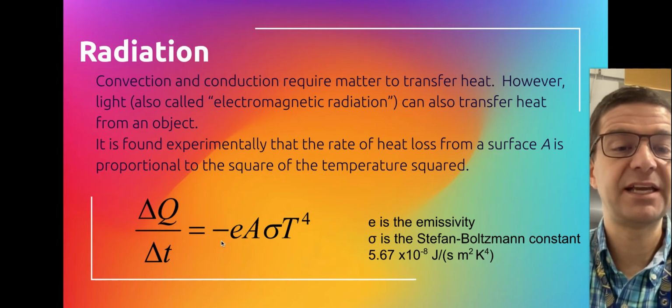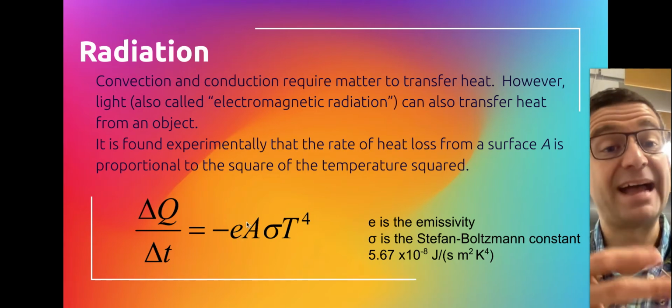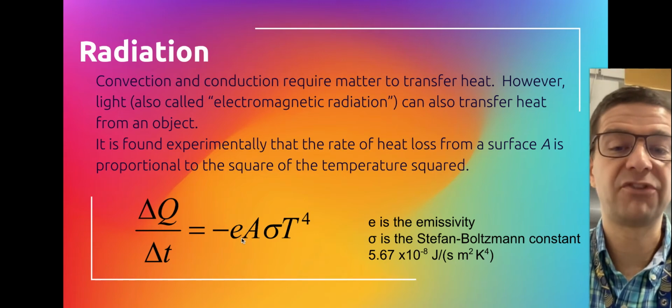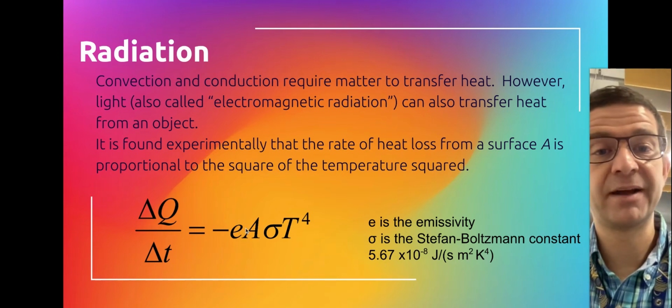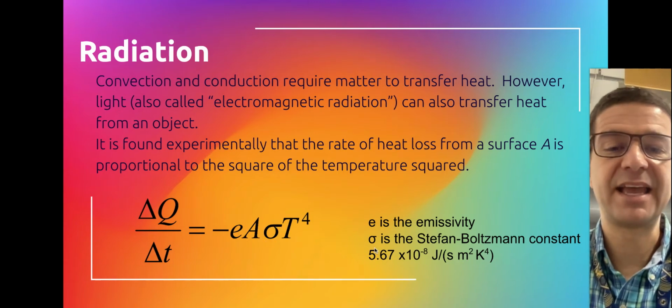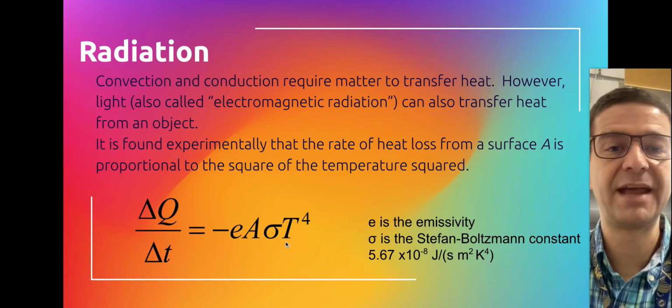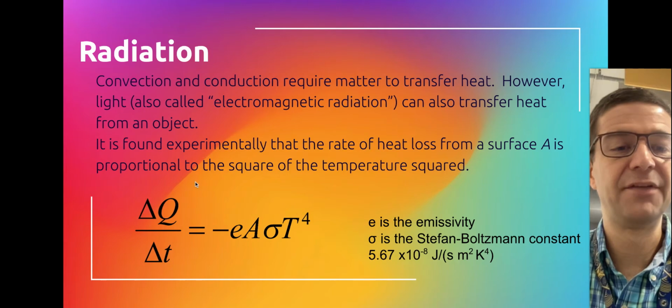The proportionality here is similar in some ways. So we have e, a constant of proportionality that's known as the emissivity. It's a property of that surface. A, of course, is the surface area. And then the Stefan-Boltzmann constant is a small constant that helps to take that T to the fourth, in Kelvin, and bring it down to the reasonable size numbers that we need for energy transfer.